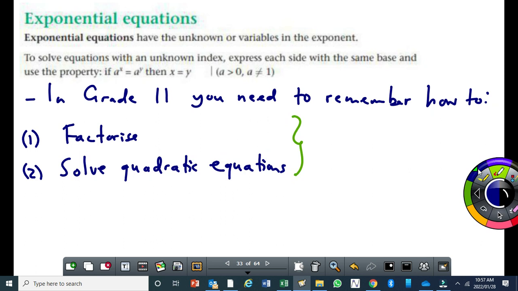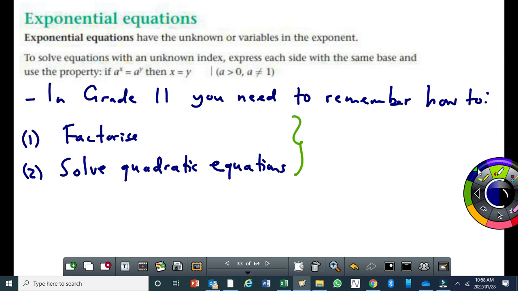And you have done them last year. So factorization is a very important math technique that you are going to need to apply. Furthermore, you need to apply your knowledge of solving quadratic equations. Remember, to solve quadratic equations, you need to know how to factorize as well. So factorization is a very, very important skill that you need to have in this grade.